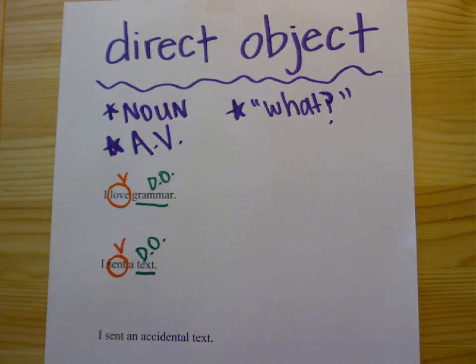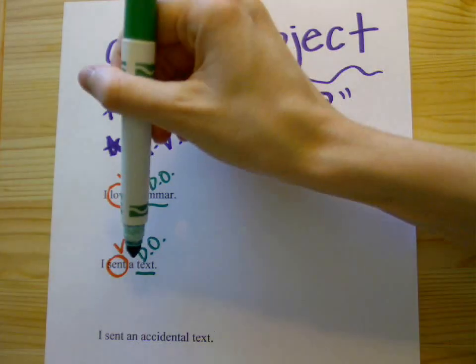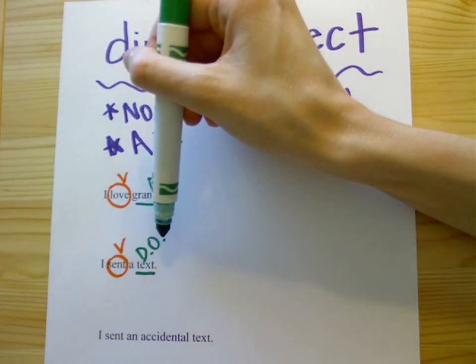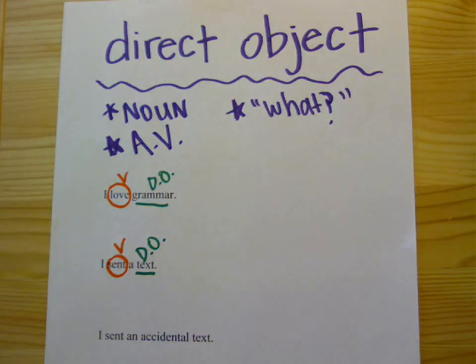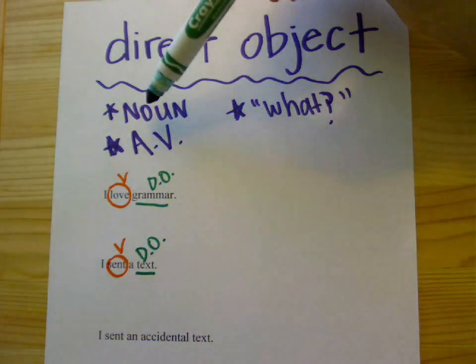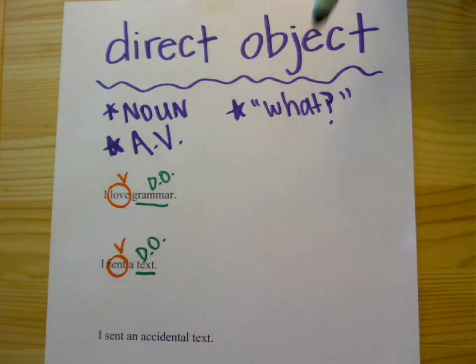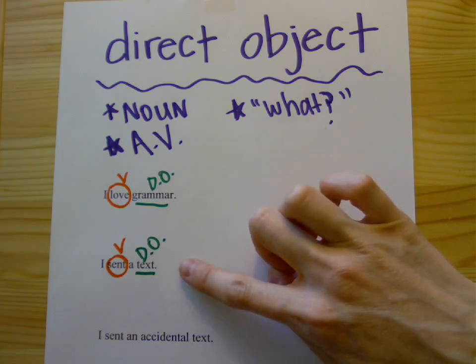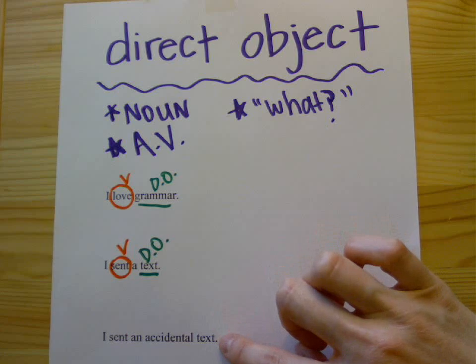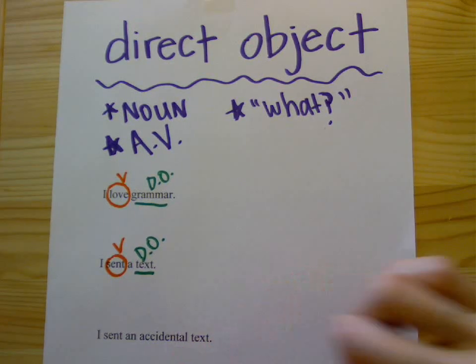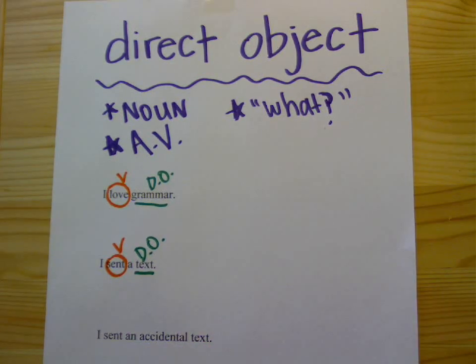Now, this brings up an interesting point because you see we have the word a here. I only underlined text as our direct object because remember, direct objects are usually just one word and they are nouns. See, these are really the only 3 things you need to know about direct objects. Okay, so now we're going to look at a sentence that looks really similar to this sentence, but in fact, it has an extra word in it. It has accidental.